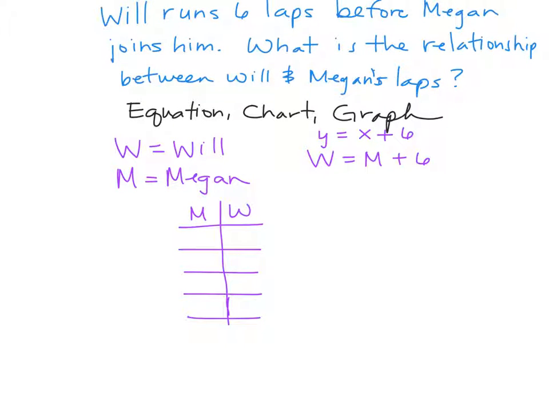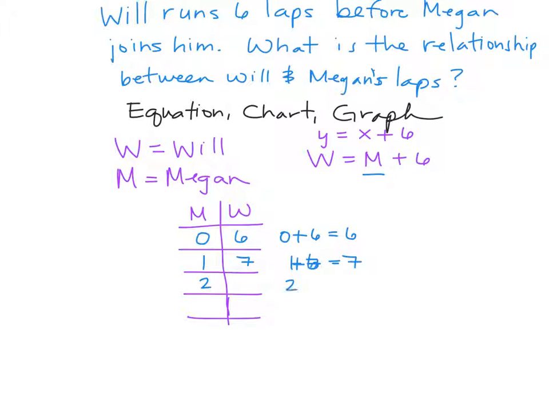Okay, so let's say Megan ran 0 laps. How many laps has Will run? 6, right? You're just plugging in 0 plus 6 equals 6. Okay, what if Megan ran 1 lap? Then it's 7. So 1 plus 6 equals 7.